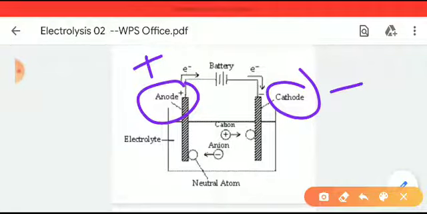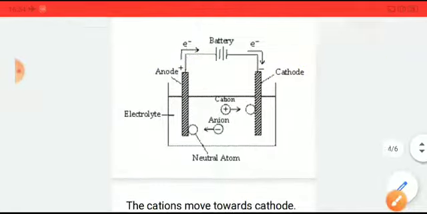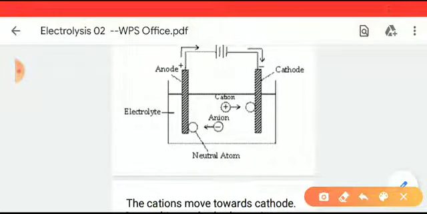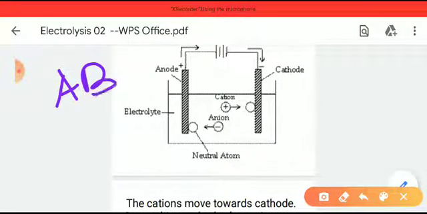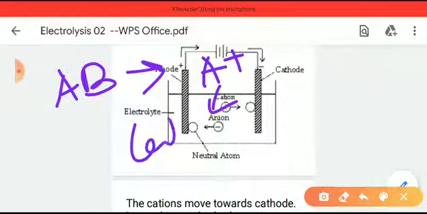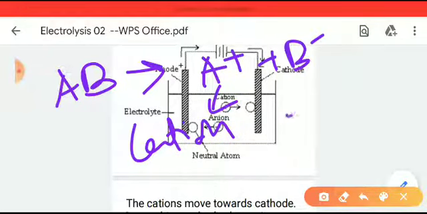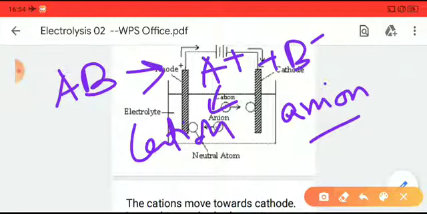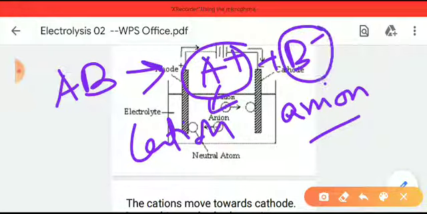So what happens when an electrolyte, suppose AB, is dissolved and ionized and gives A plus, a cation, and B minus, an anion? In the electrolysis process, all of these ions will try to become neutral, either by gaining electrons or by losing electrons.